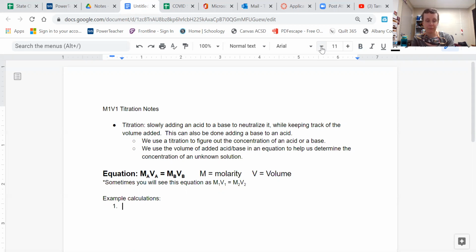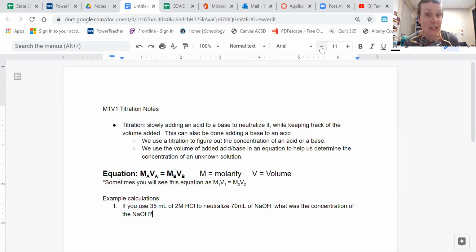So number 1, if you use 35 milliliters of 2 molar HCl to neutralize 70 milliliters of NaOH, what was the concentration of the NaOH? Okay, remember concentration is the same thing as molarity. So you have to bunch those 2 words together in your brain to get these problems.